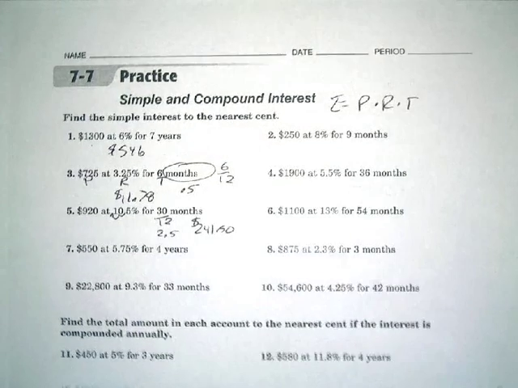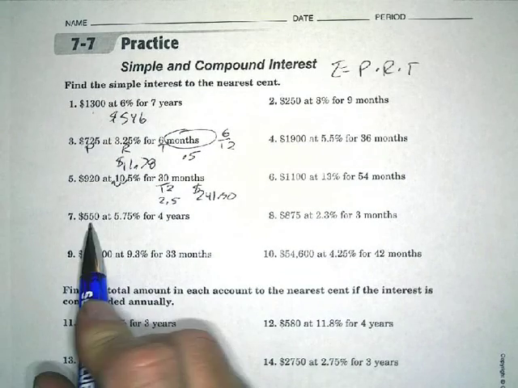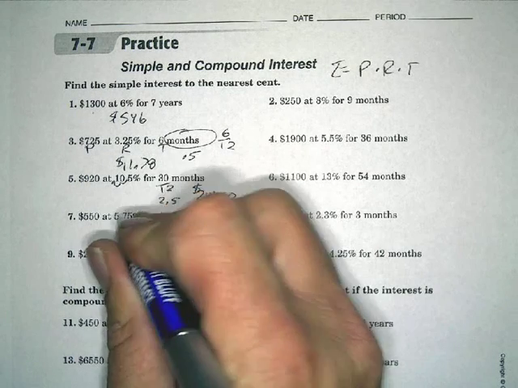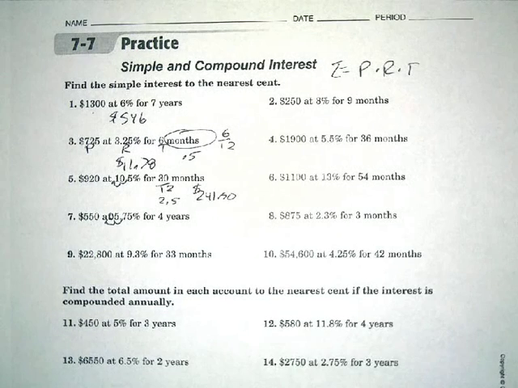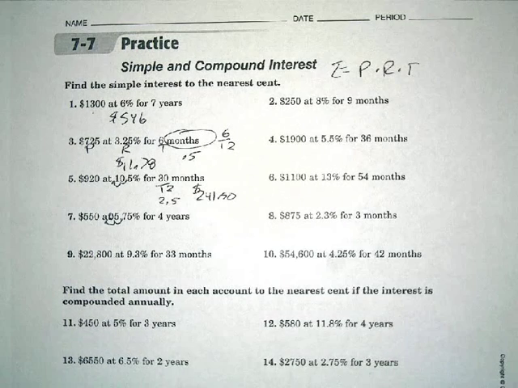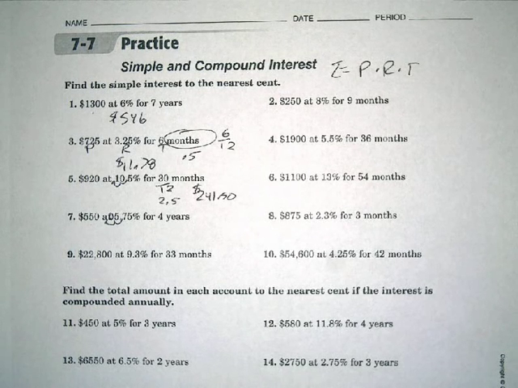Number 7, principal, rate, time. We're going to change our rate into a decimal by moving the decimal 2 spots to the left. It is in years, so we just multiply by the 3. 550 times 0.0575 times 4. We'll get an answer of 126.50.